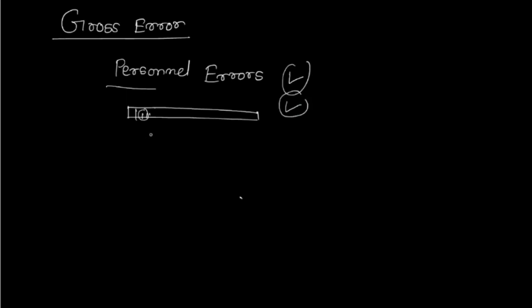So when you change the observer, the gross error also changes. Let's say one observer pays very careful attention, or he is very diligent while working. So he will not produce this kind of errors or blunders compared to the other one. So when you change the observer, the gross error amount also changes.